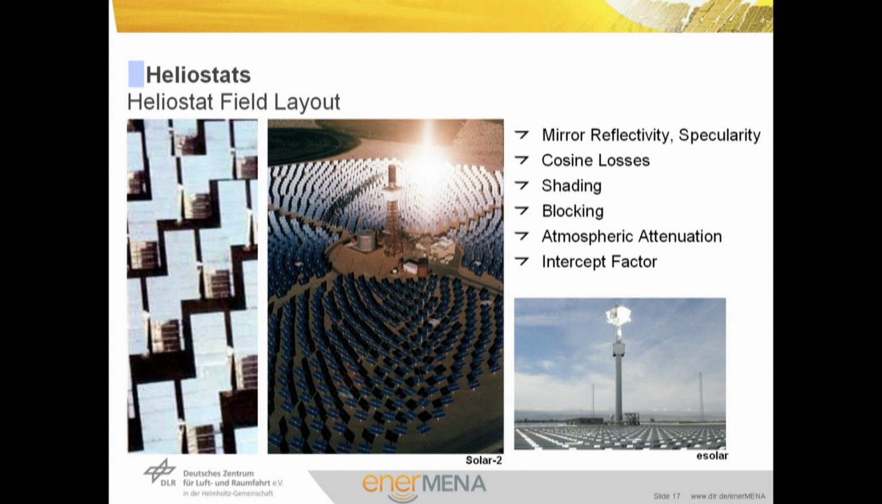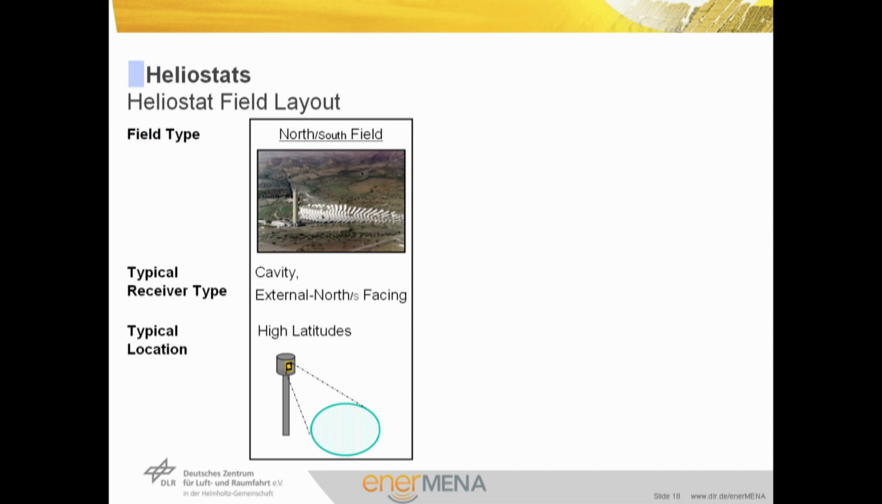On the other hand, a dense field leads to blocking and shading. On the right photo, here on the bottom, you see blocking. Blocking means that sunlight reflected off a heliostat is blocked by the heliostat row in front of this row. Also, cosine losses exist. This means that the receiver does not see the whole mirror surface, but a projection of this surface, which is smaller. And last but not least, we have the mirror reflectivity, but also the specularity of the reflection, which is important regarding the beam spread.